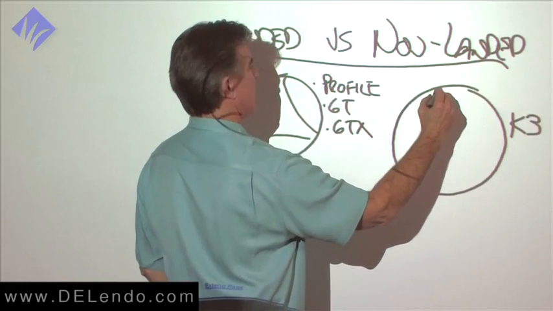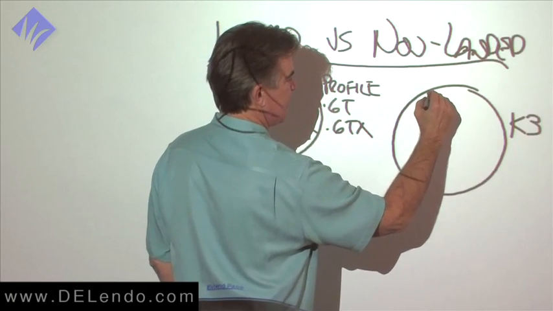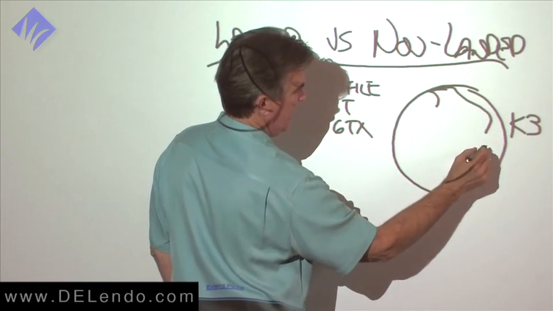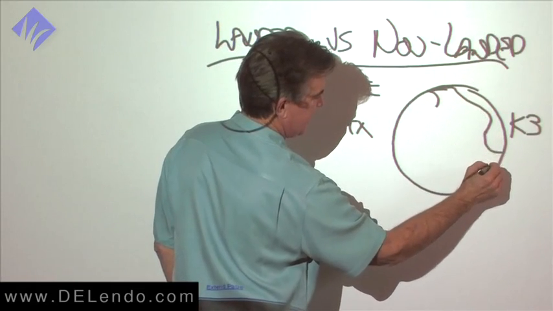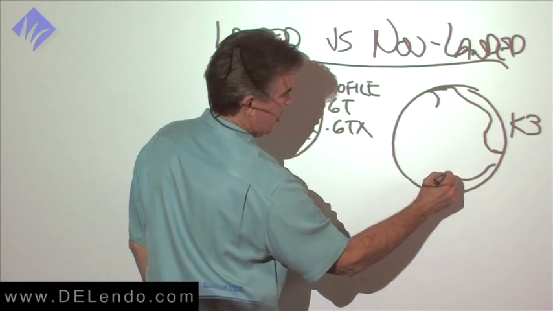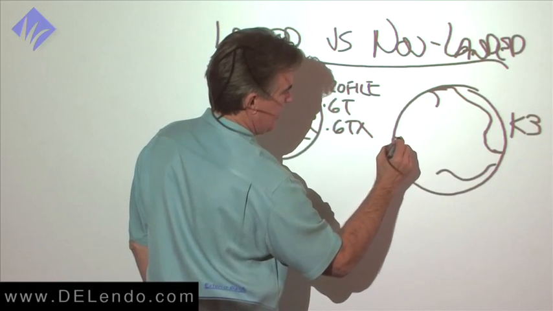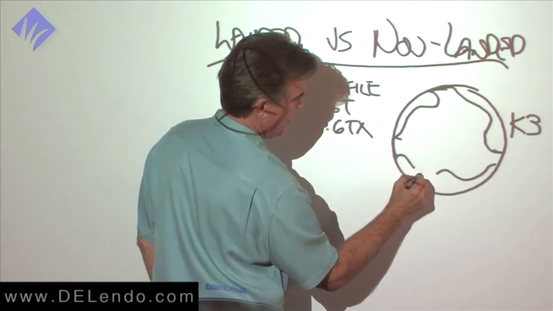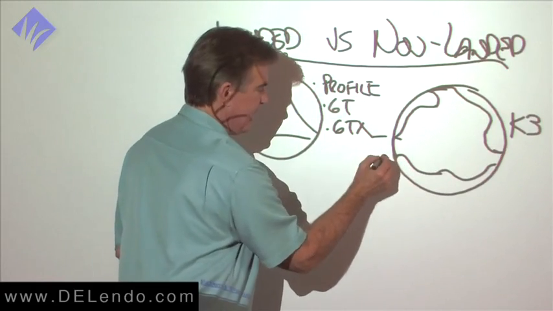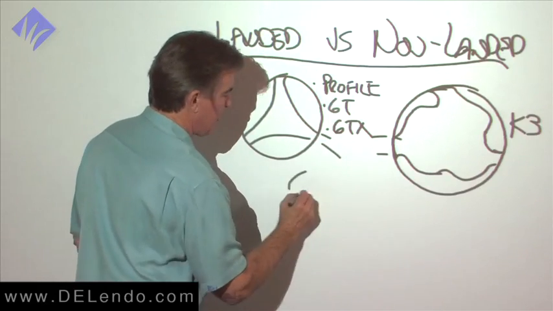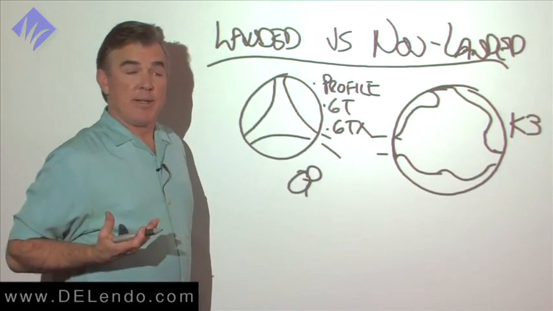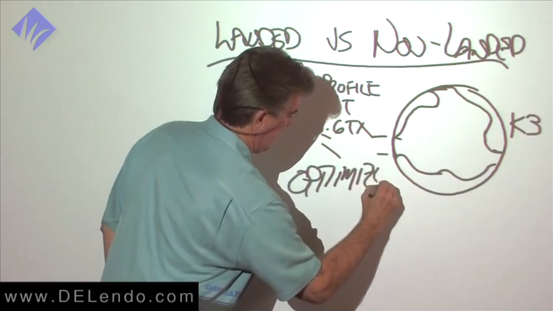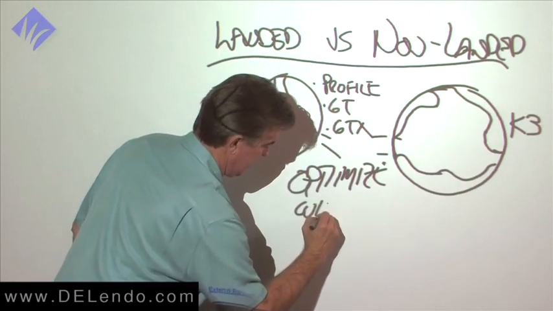And it's a little hard to draw, but it looks something like this. There's a land here, and then it comes in and goes something like this. There's another land, and they are asymmetric. That's one of their chief design features. And this land here and this land here, the objective is to optimize the cutting efficiency.